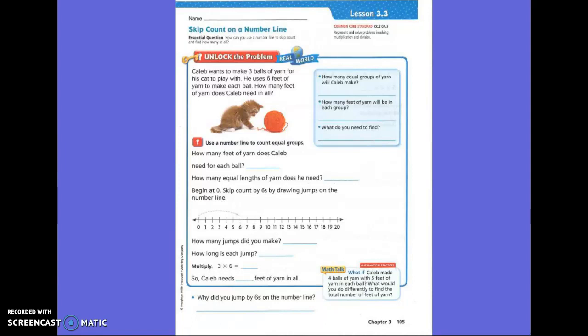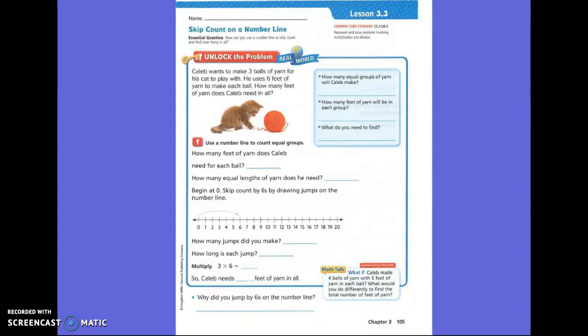We're doing multiplication kind of, but on a number line. Read the story, please. Caleb wants to make 3 balls of yarn for his cat to play with. He uses 6 feet of yarn to make each ball. How many feet of yarn does Caleb need to make?